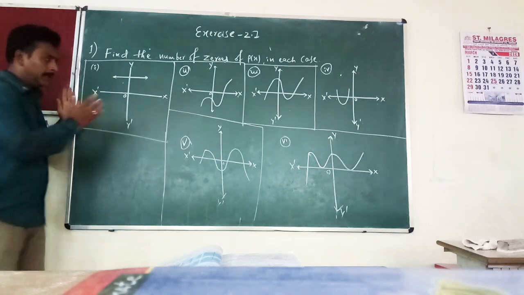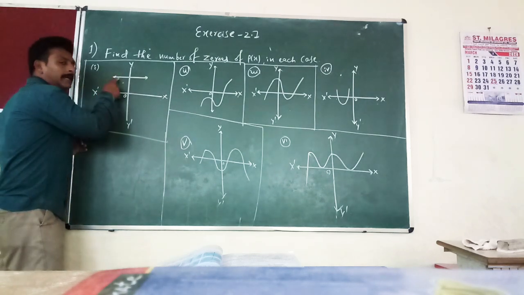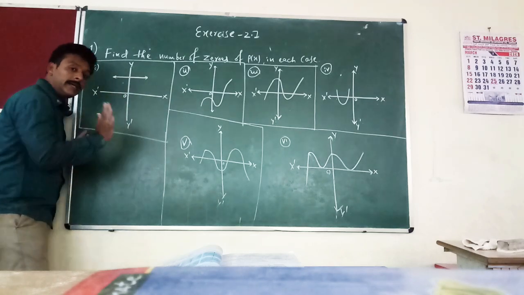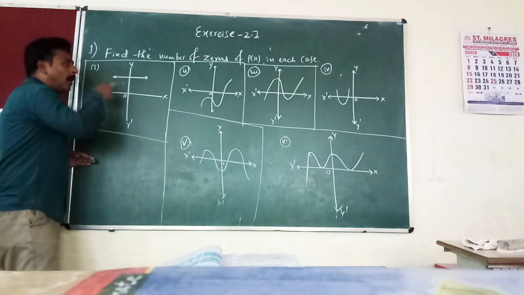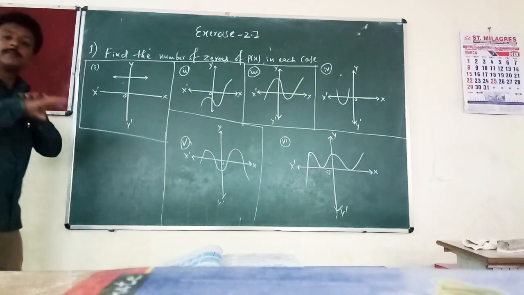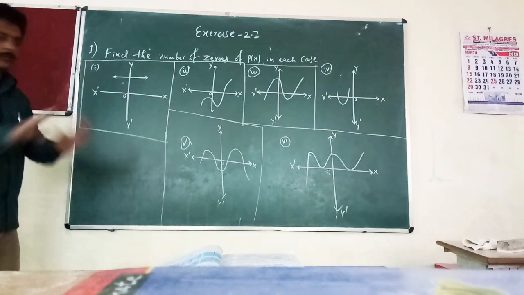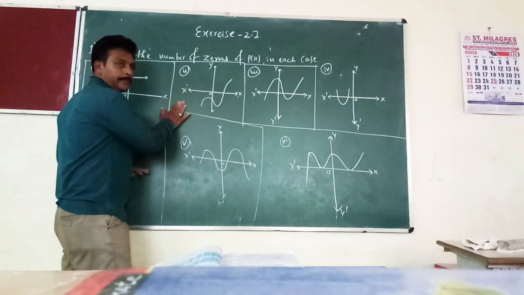Am I clear? In this graph, the graph is not touching the x-axis, not intersecting the x-axis. So the 0 of this polynomial is 0. No zeros. Come to here.